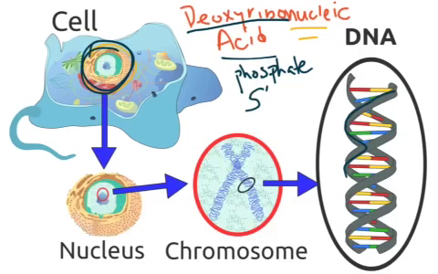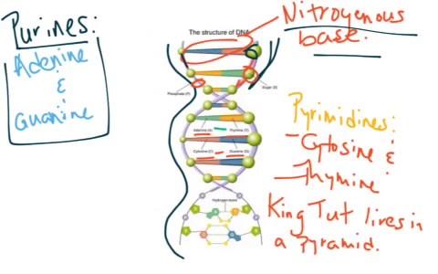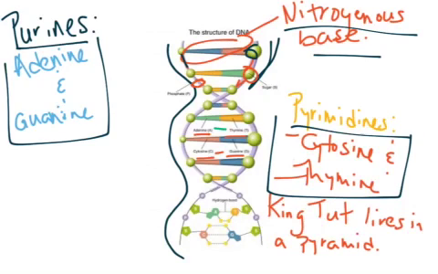So just as a quick review, the backbone is made up of deoxyribose sugars and phosphate groups. The rungs of the ladder are made of nitrogenous bases that are separated into categories: purines, which consist of adenine and guanine; pyrimidines, which consist of cytosine and thymine. And remember that purines are always going to bind with pyrimidines. So that's what we've got for the structure of DNA. Let's go ahead and go build our own today.